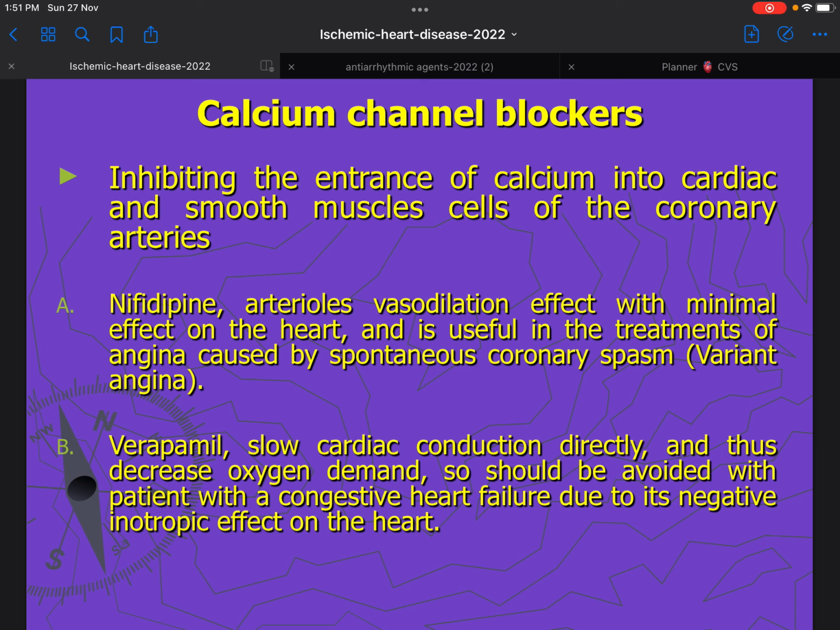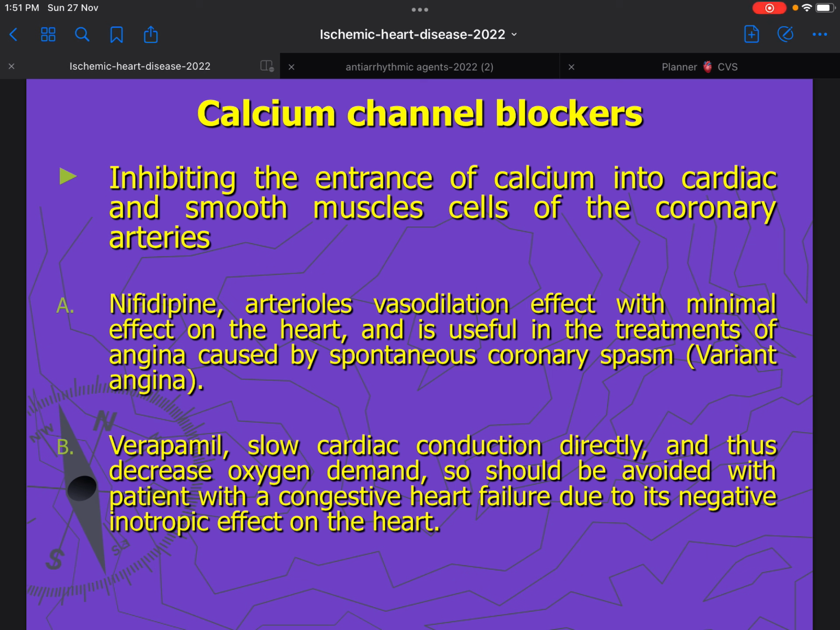Thus, this will lead to a decrease in the oxygen demand. We should not use these agents in a patient who has congestive heart failure because we're going to lower the conduction more and more, and it also has a negative inotropic effect, decreasing the contractility in those patients. Another thing, they should not be used in addition to beta blockers because beta blockers also have a negative inotropic effect. Also, they lower the conduction of the heart. They block, so they shouldn't be used in patients who have AV block as well.